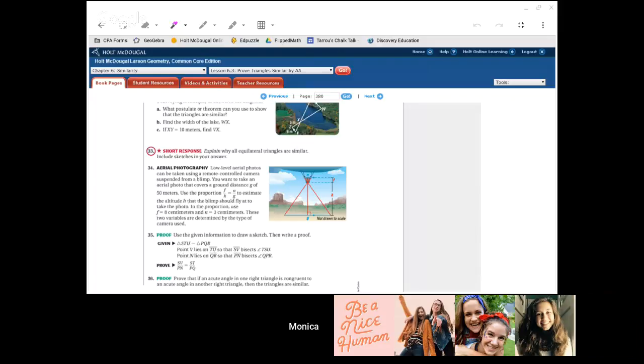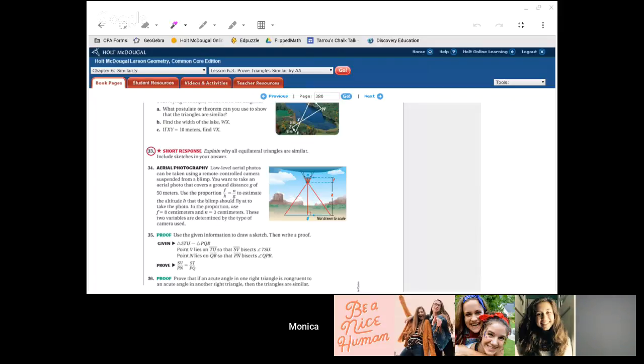Okay, so Charlotte Ann, this is 34, and Lily, this is 34 also for you. So if we look at this problem, low-level aerial photos can be taken using a remote-controlled camera suspended from a blimp. You want to take an aerial photo that covers a ground distance, g, of 50 meters. Use the proportion F over h equals n over g to estimate the altitude h that the blimp should fly at to take the photo. In your proportion, you're going to use F equals 8 and n equals 3. These two variables are determined by the type of the camera that's used.